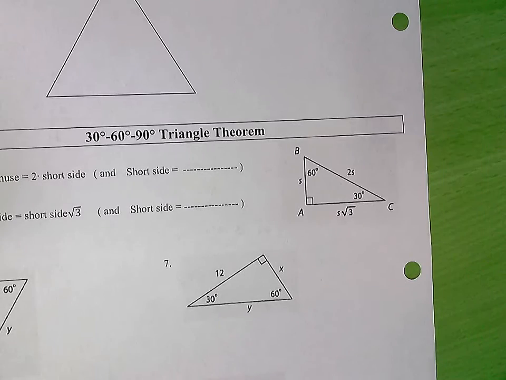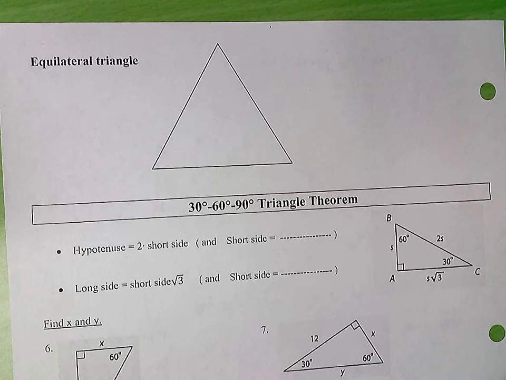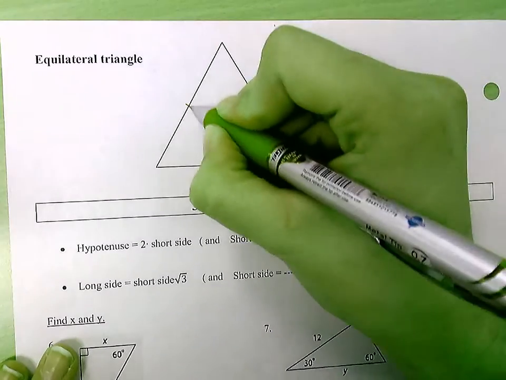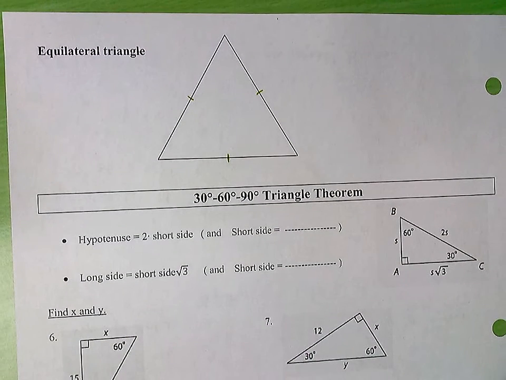Now on the back, we're going to go over 30, 60, 90. Okay? So on the back here, I have an equilateral triangle. What do you know about an equilateral triangle? Anything? Do we know anything about an equilateral triangle? All sides are the same length. All sides are the same length. Okay, so I'm going to label those with those little dash marks, showing that they're the same or congruent. What else? Do we know anything else about an equilateral triangle besides the sides?